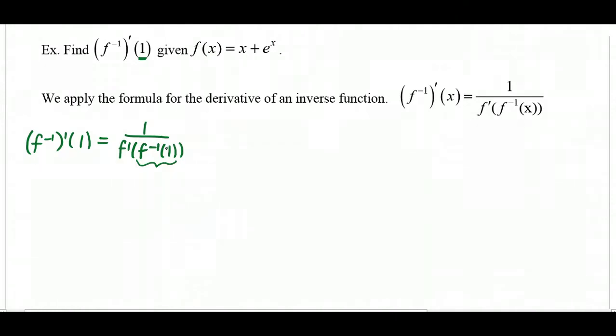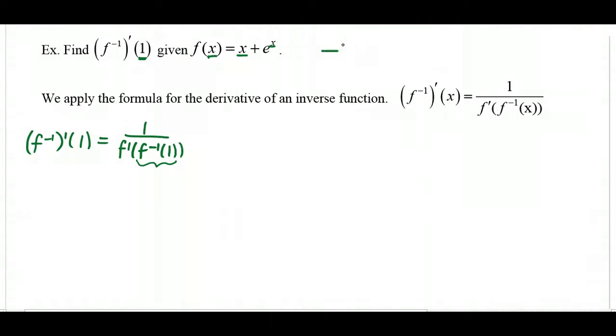So f inverse of 1 means that I want to find the x value that I have to plug into f of x to get out the value of 1. So here's what we're not going to be doing. We're not going to be explicitly finding f inverse of x so that I can plug 1 into f inverse. That's not the point of this section. So what we're going to try to do instead is figure out what value do I have to plug into x, so this x and this x, so that I get out the value of 1.